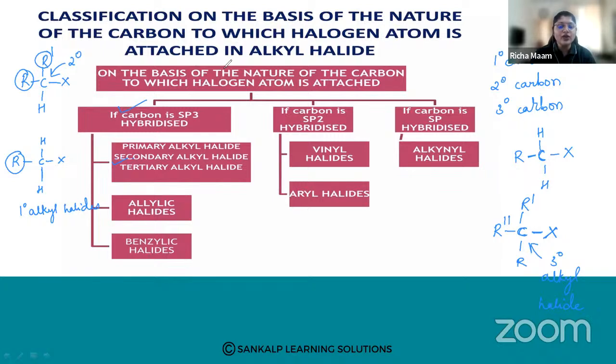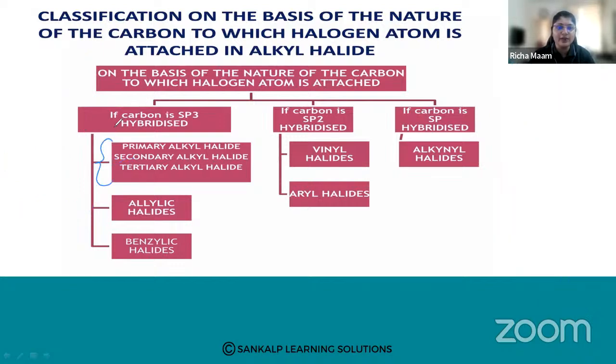So these are compounds containing an sp3 C-X bond, alkyl halides or haloalkanes. Based upon how many alkyl groups the halogen-bearing carbon is bonded to, they are classified as primary, secondary, and tertiary alkyl halides. So it is based on the nature of the carbon atom to which the halogen is attached. This classification is clear, so we have completed the first one.